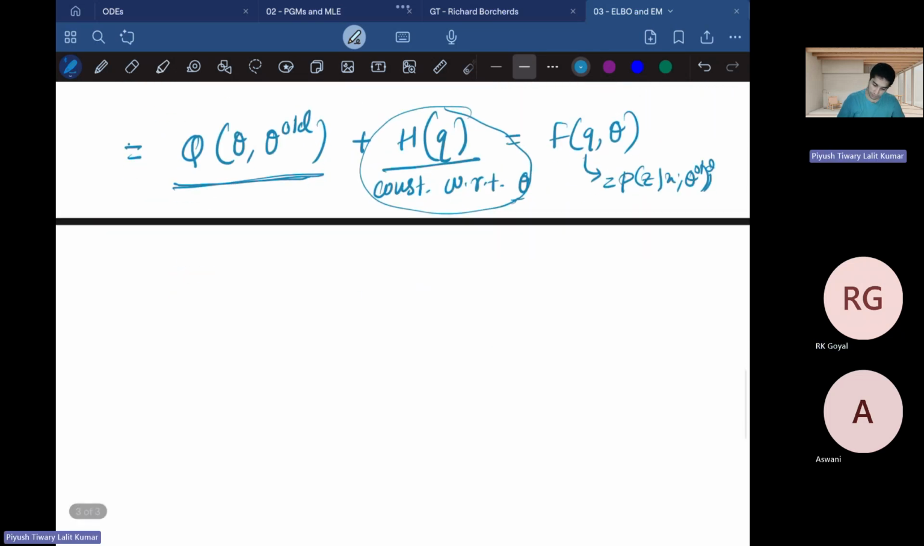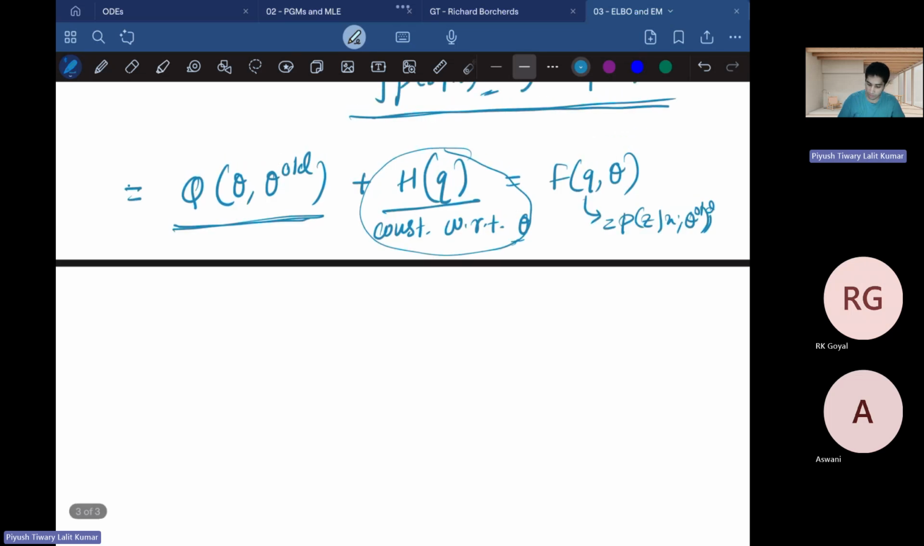So if we want to optimize on theta, all we need to work with is this Q function, this Q of theta comma theta old. Now, what is this Q of theta comma theta old?